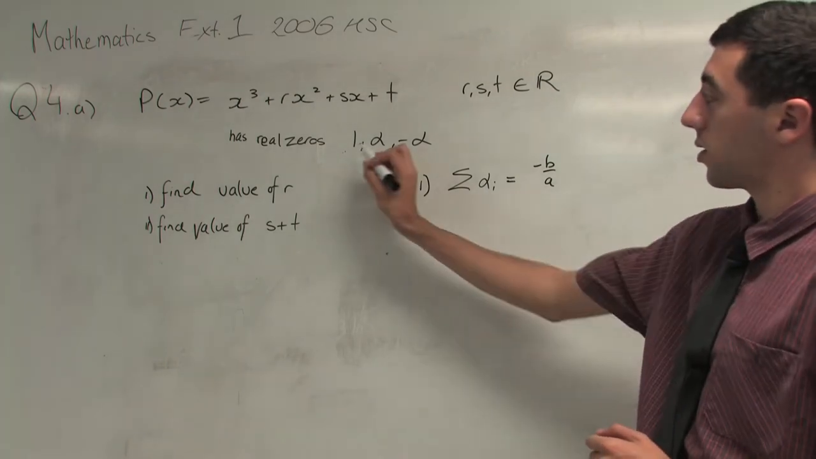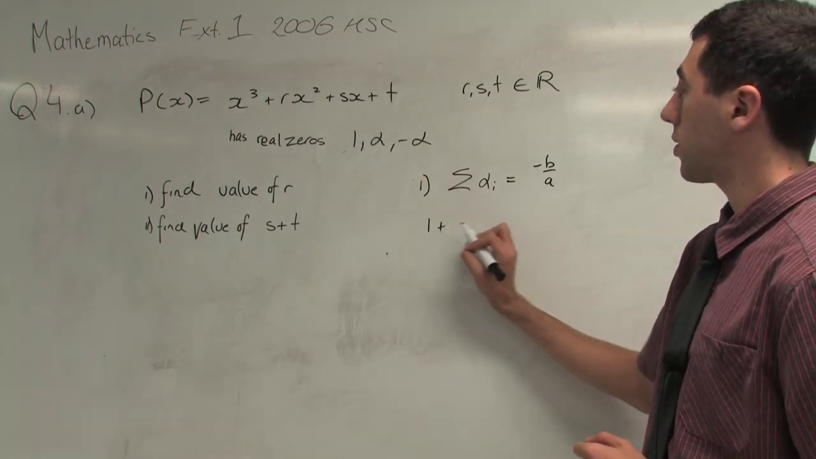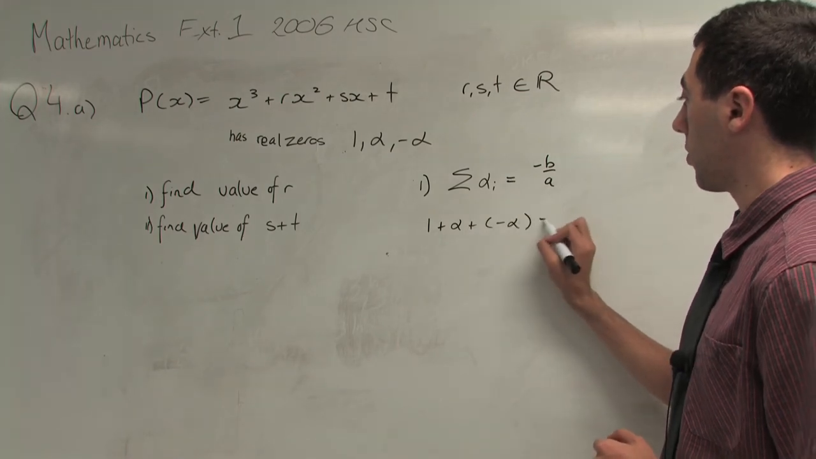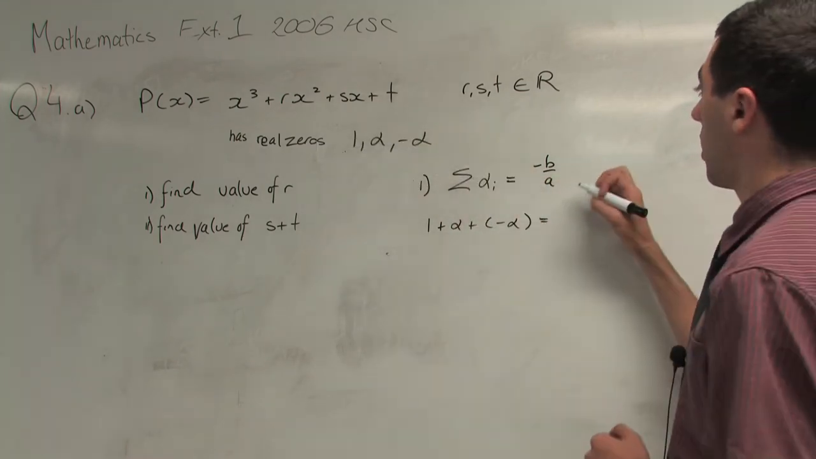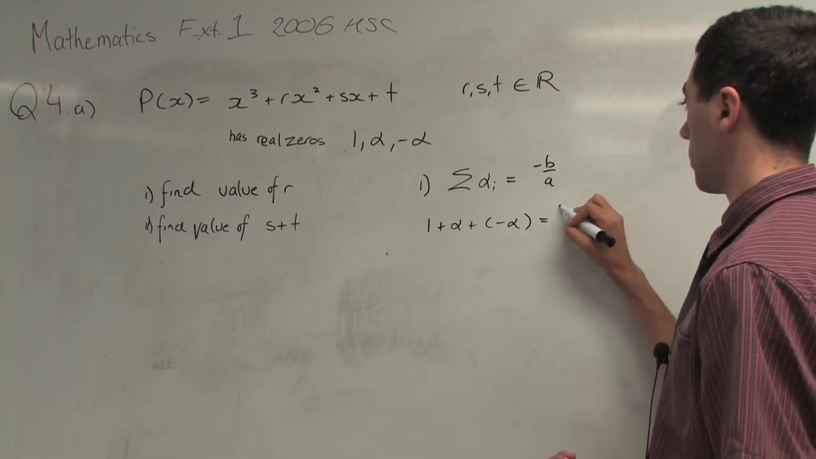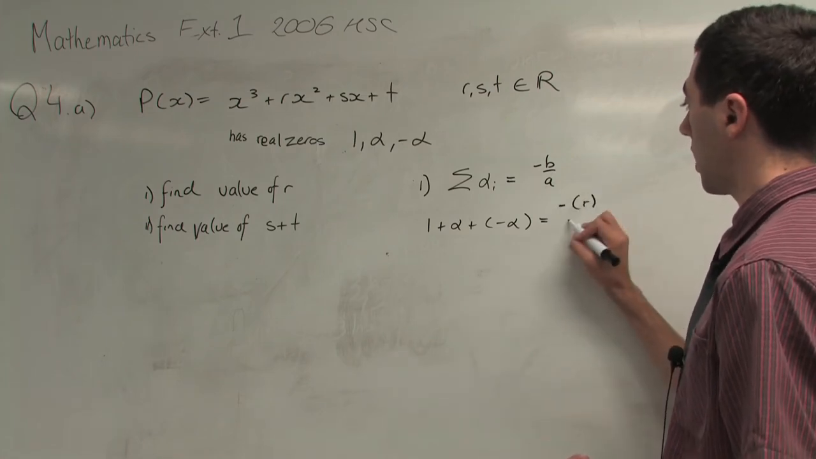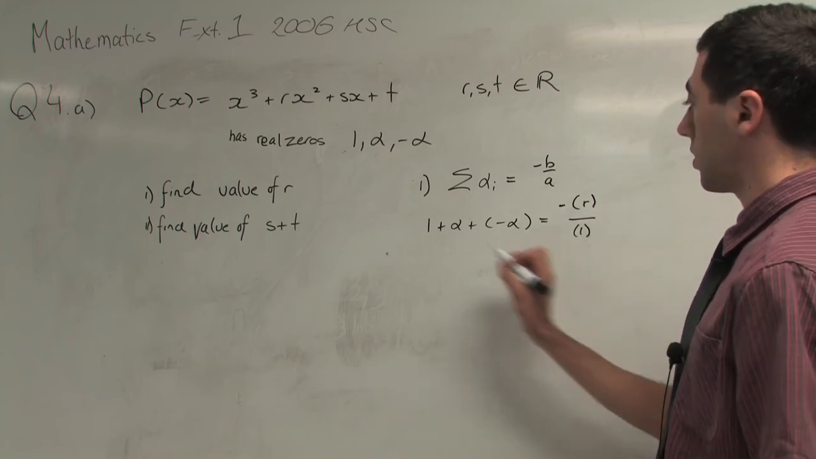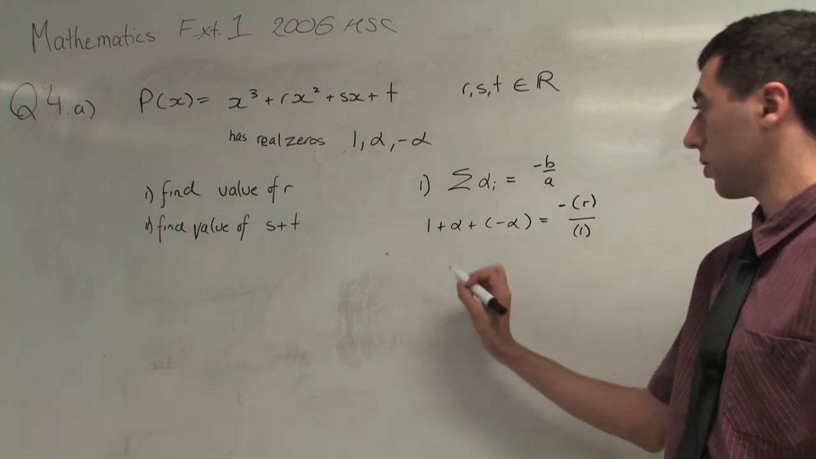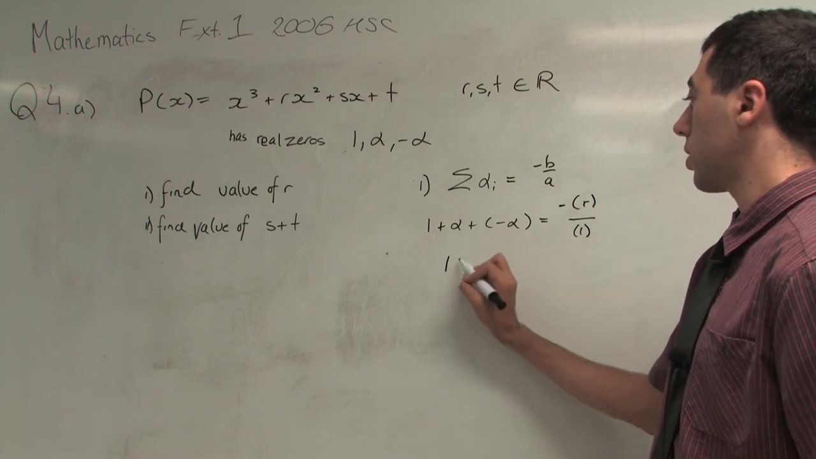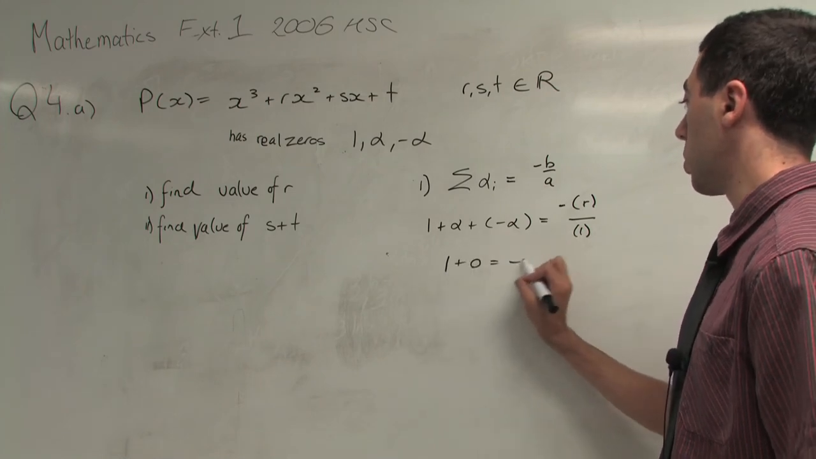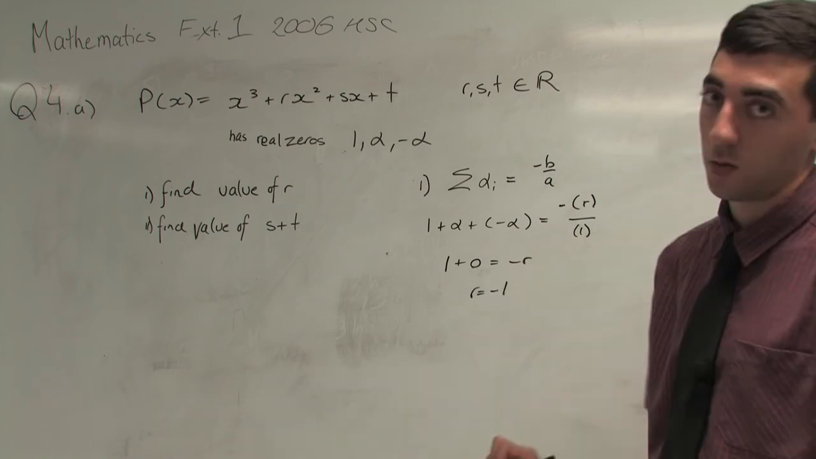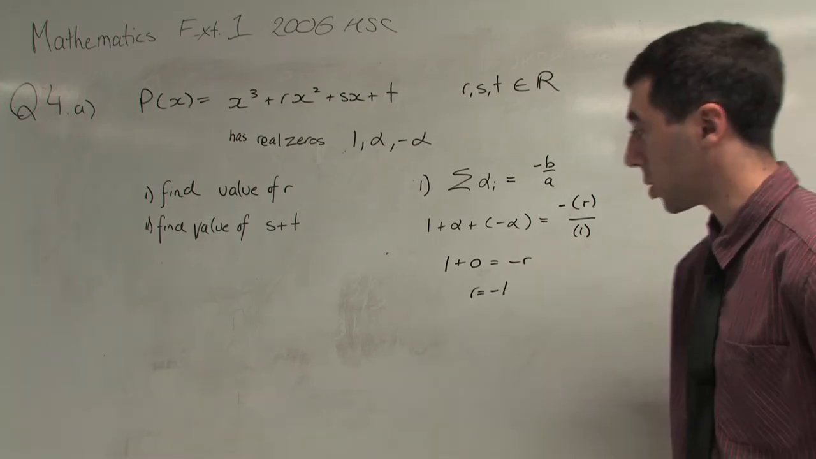So the sum of the roots is 1 plus alpha plus minus alpha, and we know our coefficient of x squared is obviously r, and our a is 1. Now that alpha plus minus alpha is 0, we know that 1 plus 0 equals minus r. r then must equal minus 1. And there's the first part of the question done.